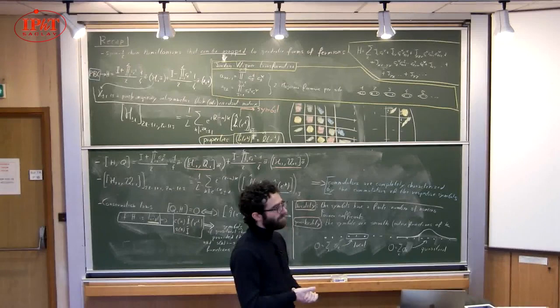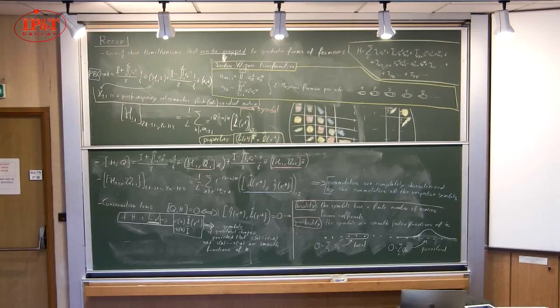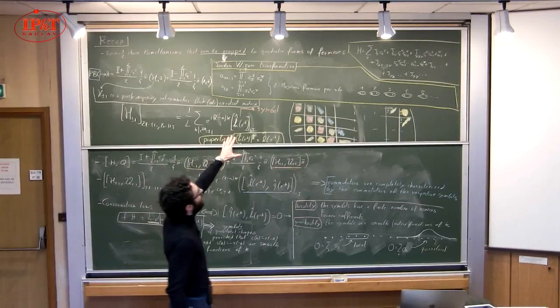Okay, so let's start with a recap of the last lecture, because that is something we'll use today. Last week I focused on particular models, which are spin chain Hamiltonians of this form.